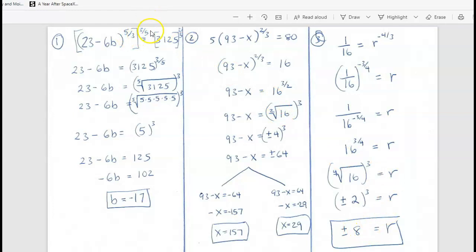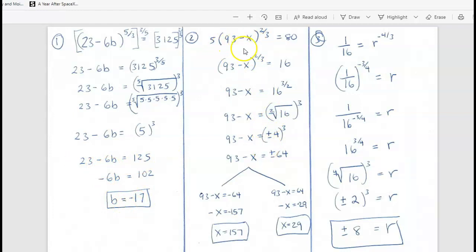So for number 1, you raise both sides to the 3/5 power. 3,125 raised to the 3/5 power is going to be, ultimately it comes out to be 125, but the 5th root of 3,125 is 5. Raise that to the third power, you get 125, and you just solve.